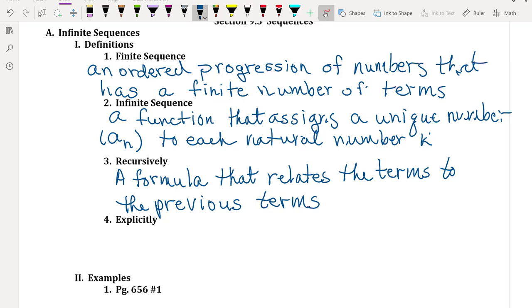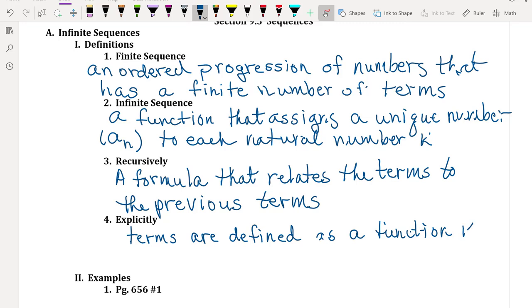An explicitly defined one is when you're given a formula that tells you exactly how to find any term in the sequence, the first term, the 50th term, without having to know any of the other ones. So that's when the terms are defined as a function. And we'll just use that k again without knowing the previous terms.